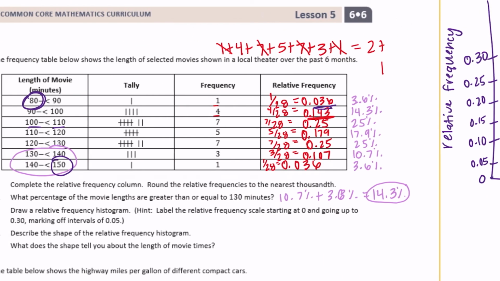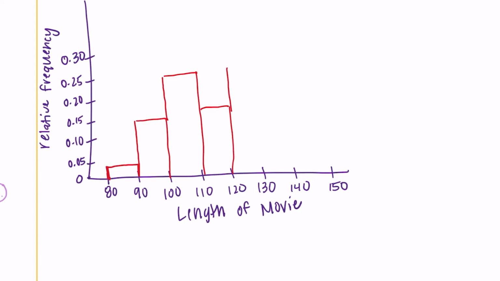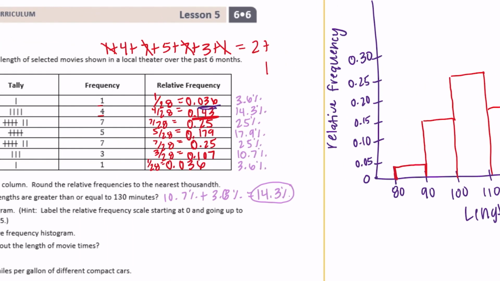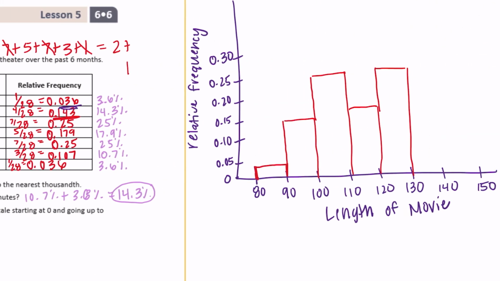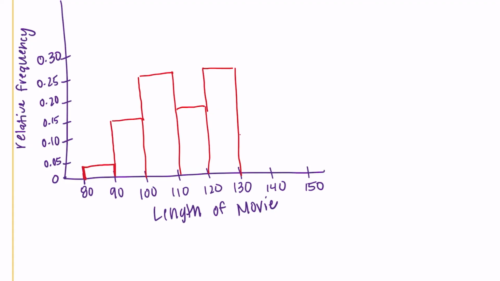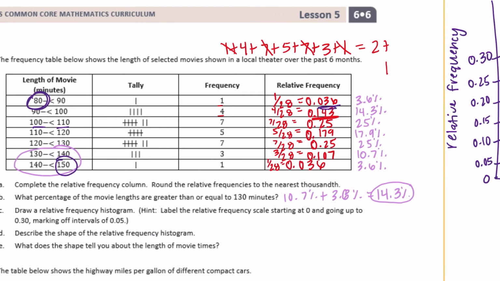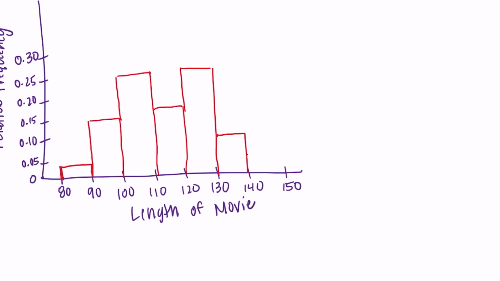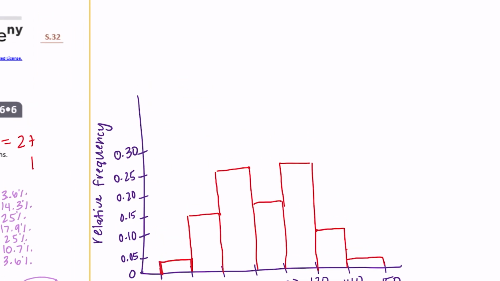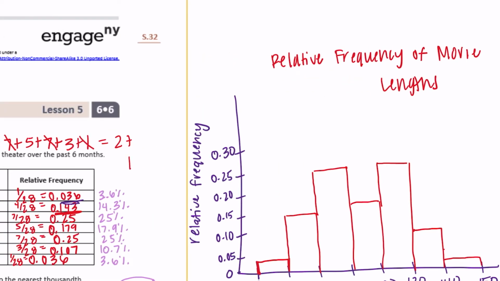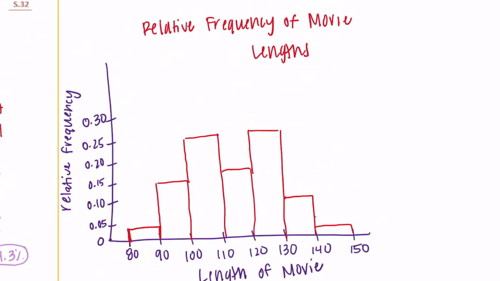And then 120 to 130 is also 25 hundredths. Same size as that one. 130 to 140 is 107 thousandths, so right about 10. And then 140 to 150 is back down to just 3 hundredths. So about like that. Okay, we just need to give it a title. Say relative frequency of movie lengths. Okay, so there is our histogram.